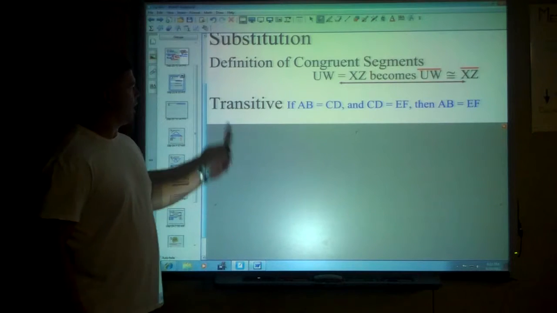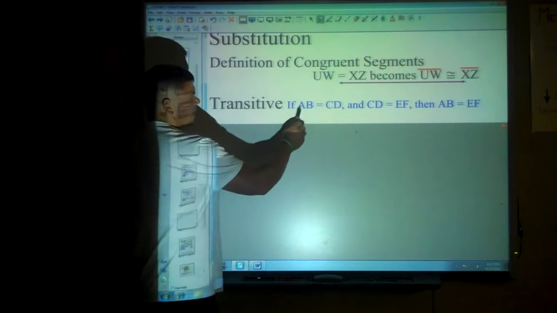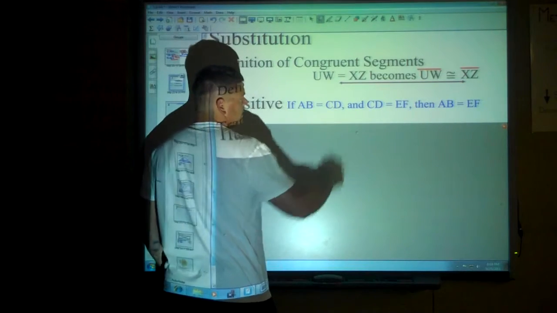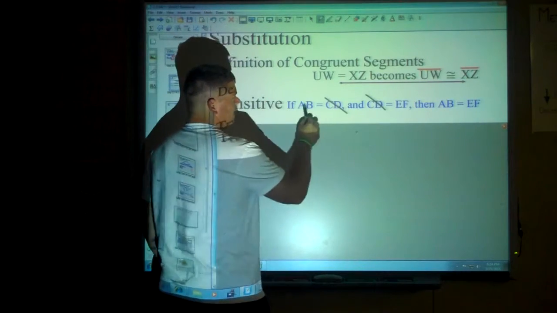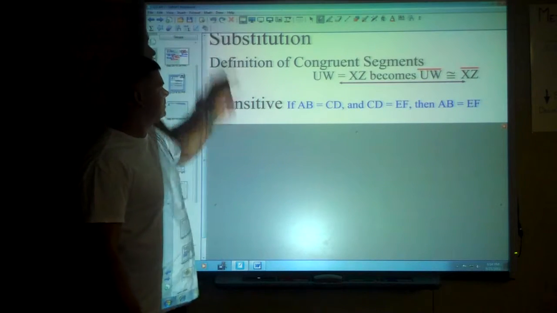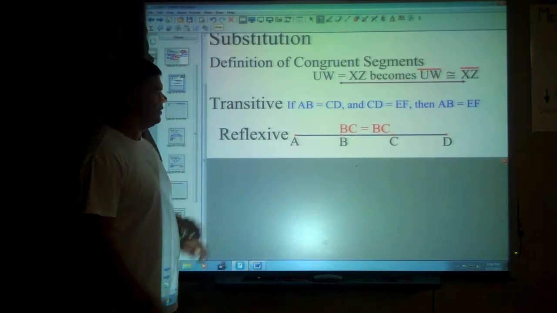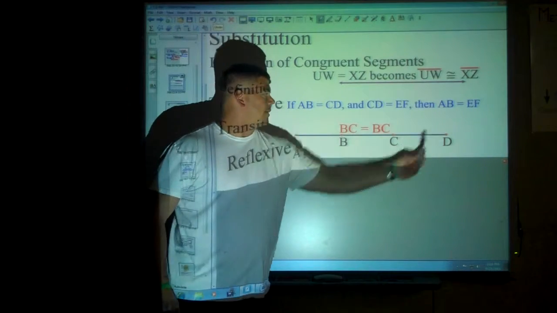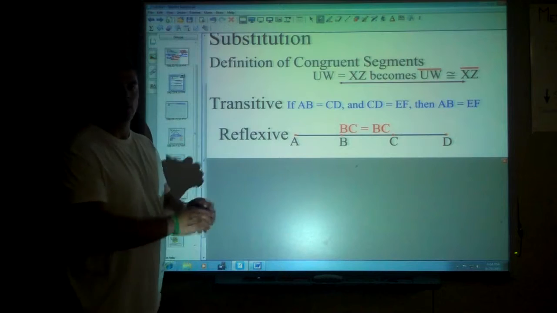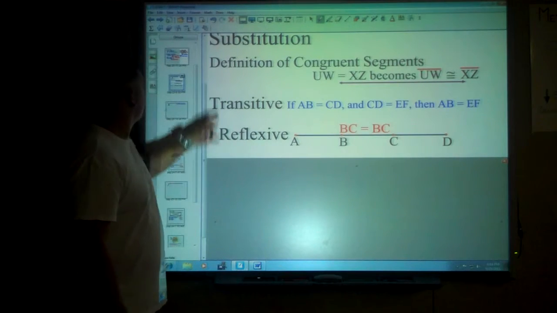We also have the transitive property. We've talked about that. If AB equals CD and CD equals EF, then basically what happens is the CDs cancel out and you've got AB equals EF. So that's the transitive property. Reflexive: if you're looking at this whole line right here, the distance from B to C is exactly the same as itself. It's a reflection of itself.